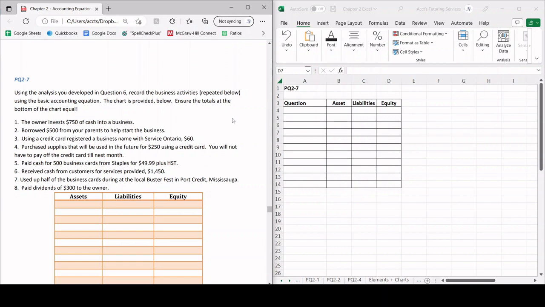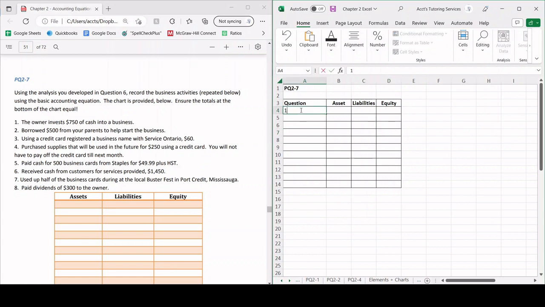All right, now we're going to continue our lesson with PQ2-7. Using the analysis you developed in question 6, which we did in the past video, record the business activities repeated below using the basic accounting equation. The chart is provided below. Ensure that the totals at the bottom of the chart equal.